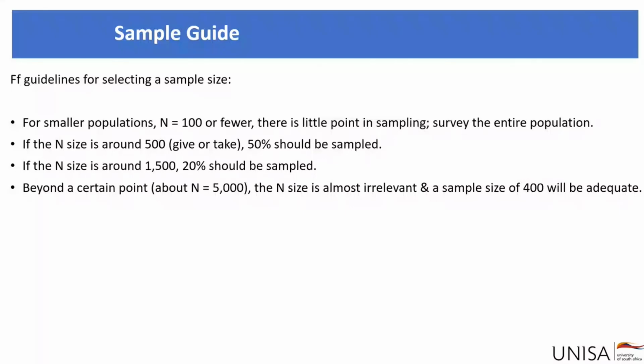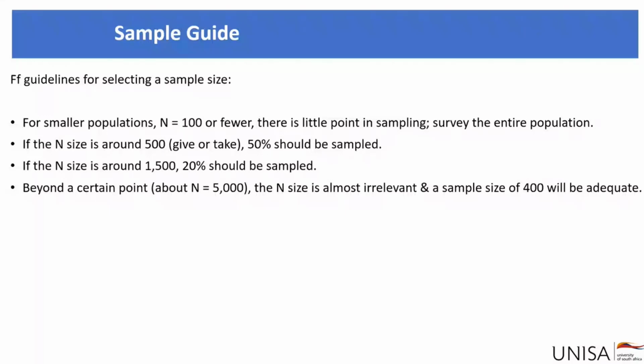You can survey the entire population. So you take the whole 100 and you survey all of them, because that population is small enough that you can look at all of it. Now, if the population size is around, give or take, 500, you can sample 50% of the population. 50% of the 500 could give you 250. Now, this is talking numbers. So this is really in the quantitative space that we are talking about, because it might be very difficult in your proposal to interview 250 people.